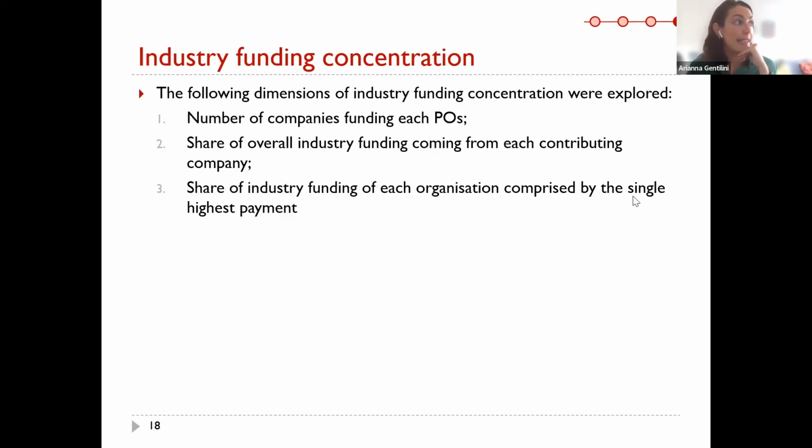And then finally, as concentration of industry funding may be spread across a few countries, we explored how many companies funded each patient organization, and what is the share of industry contributions coming from the main funder, meaning how much the main funder accounts for compared to the overall industry contributions. Following on from that, we also calculated the share of industry's contribution coming from the highest payments received over the study period, which is 2020.